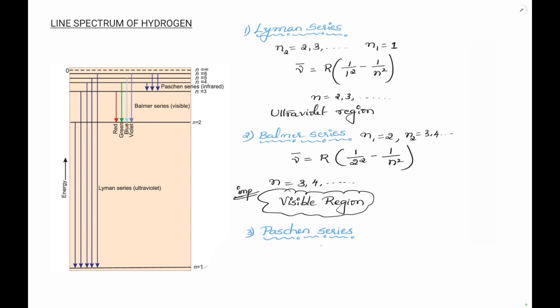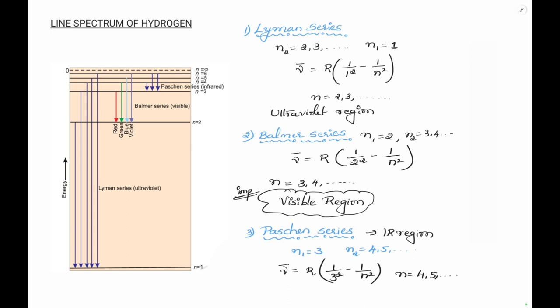In a similar way, when the transition is occurring from n2 is equal to 4, 5 and so on level to n1 is equal to 3 level, Paschen series of lines are obtained, and this is corresponding to the infrared region of the electromagnetic spectrum. So this can be written as nu bar is equal to R into 1 by 3 square minus 1 by n square, and n here is 4, 5 and so on. This particular line is corresponding to the infrared region of the electromagnetic spectrum. Similarly, the Brackett series as well as Pfund series of the line emission spectrum of hydrogen.